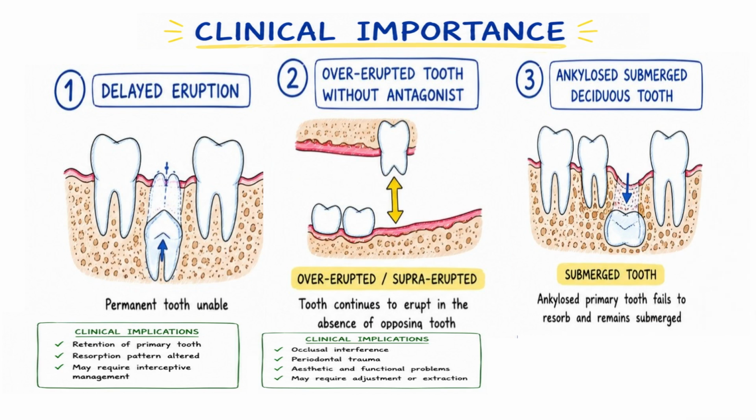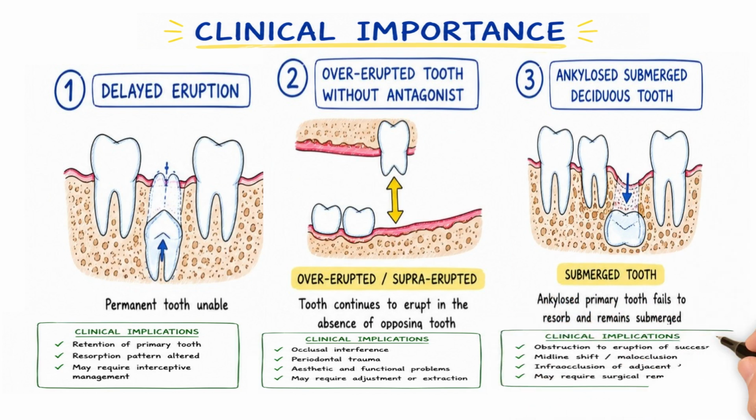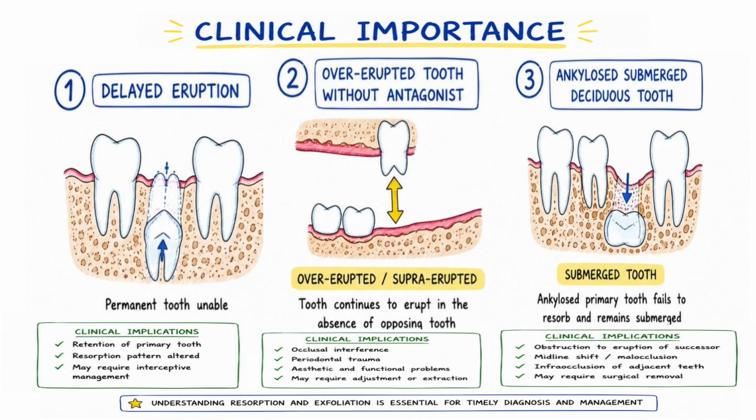Finally, a submerged tooth. This is most commonly seen in an ankylosed primary or deciduous tooth, where the tooth becomes fused directly to the surrounding bone. Since it cannot continue erupting with the growing jaws, it gradually appears lower than the neighboring teeth, creating a sunken or submerged appearance. Recognizing these eruption abnormalities early allows dentists to plan timely treatment and prevent future problems with occlusion and tooth alignment.